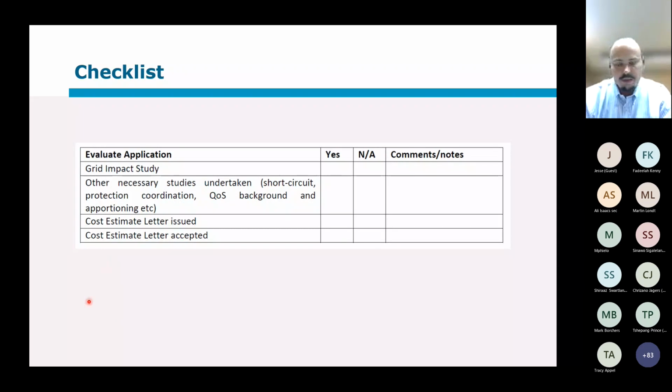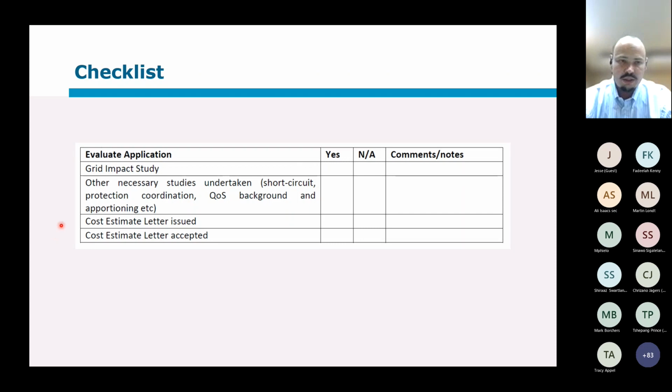And then for step 2, which has actually been quite a lot of work now, has a grid impact study been done? And you will also have to evaluate it. So if you've got somebody that you can really trust, like your own consultant, then you can tick it off. Otherwise, you have to review the reports and say whether you agree. Have the other studies and checks been done? Yes.